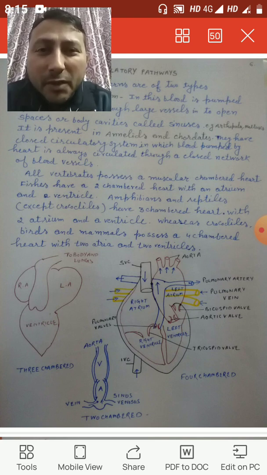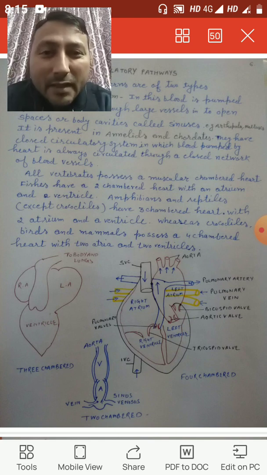You can just observe these diagrams. In the first diagram, you can see it is a three-chambered heart, with right atrium, left atrium, and a ventricle. In the middle diagram, you can see it is a two-chambered heart, one ventricle and one atrium. And in the third diagram, you can see this is a four-chambered heart, which contains right atrium, right ventricle, left atrium, left ventricle, and arteries and veins.